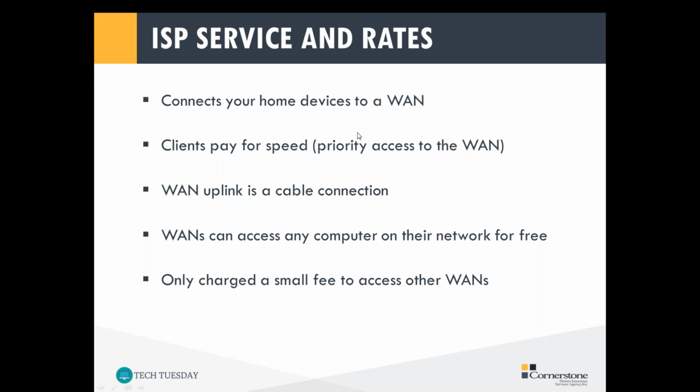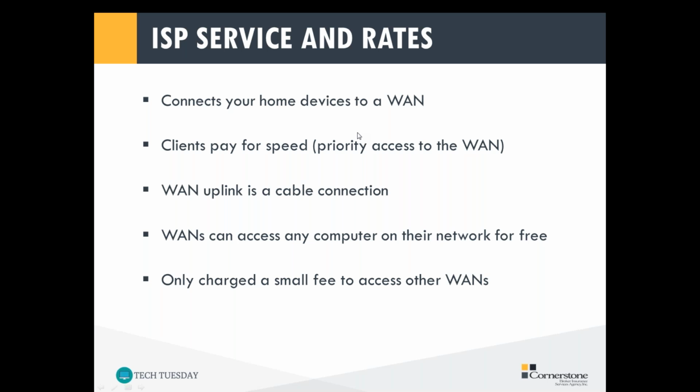What you would pay for on a wide area network or ISP plan is the speed. You basically pay for priority access to their services. A WAN uplink is a cabled connection, so it connects your home to an internet service provider through a cable. That cable is probably either underground or on telephone lines, so you don't typically see it that often.